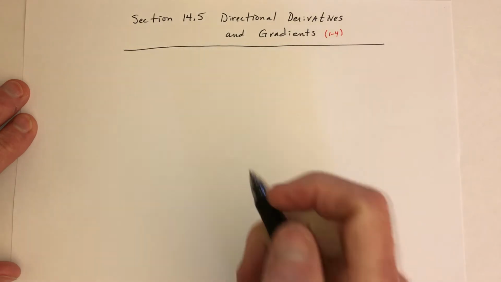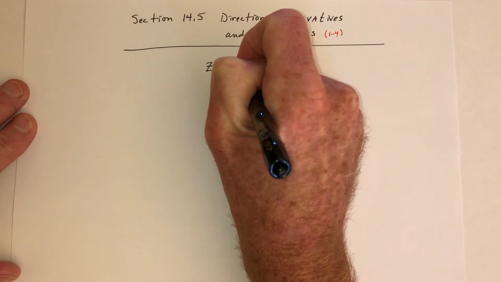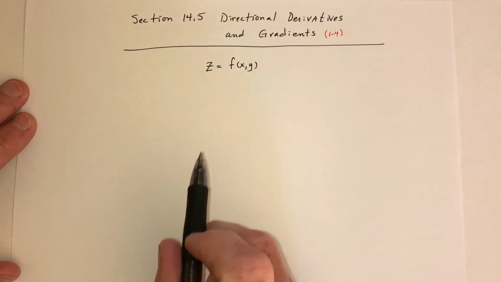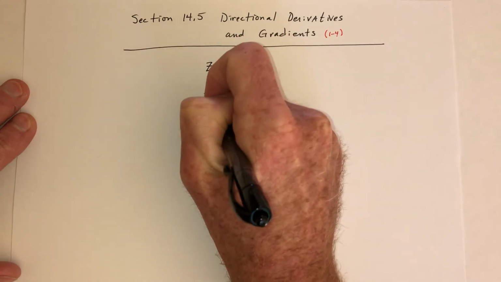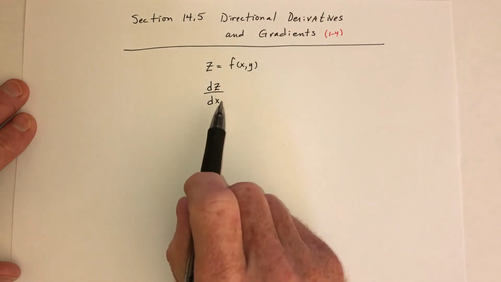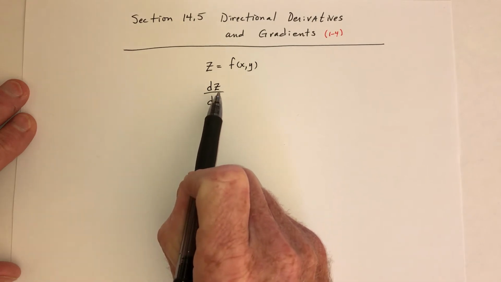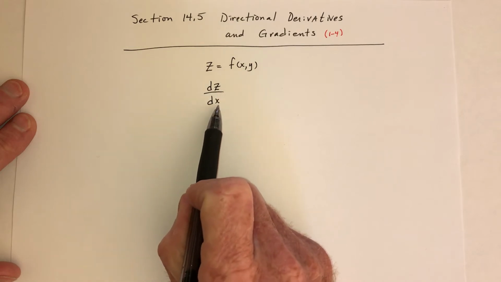Okay, when you have a function, z is a function of x and y, and then you go to find the first derivative. Of course, there's two derivatives. One would be the derivative of z with respect to x. You could also take the derivative with respect to y. But what is this actually saying? Well, the top part is saying how much does the z value change? How much does the height change? And then this is saying that you're going in the x direction.